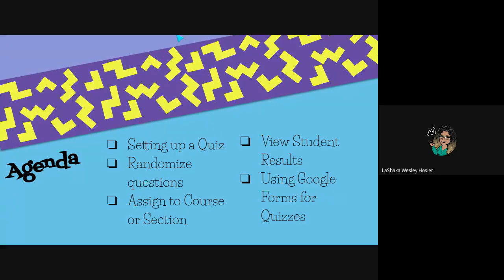Okay, so what are we going to look at? We're going to look at setting up a quiz, randomizing questions, assigning a quiz to a specific section or entire course, viewing the student results, and then using Google Forms for quizzes, because there's a special way that you need to embed those to make it work.